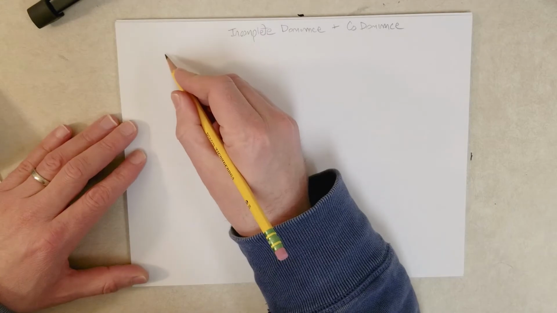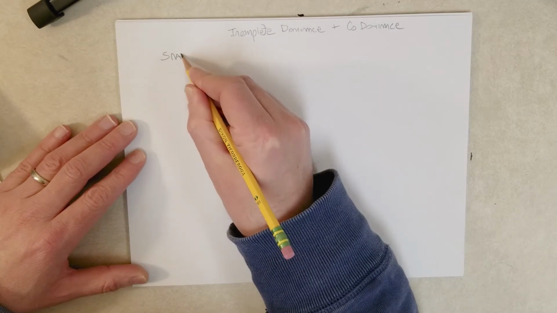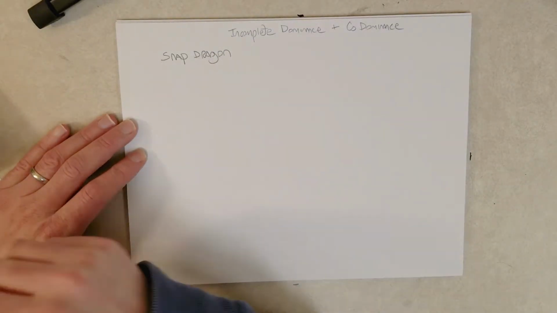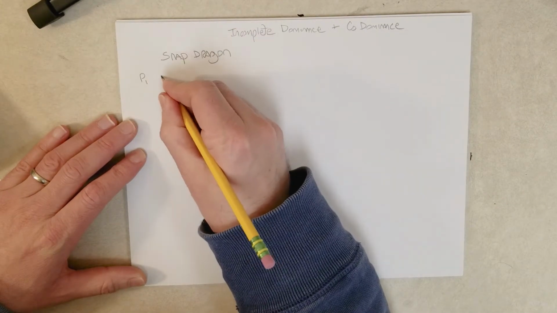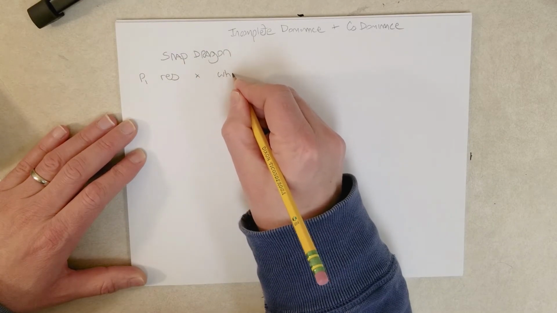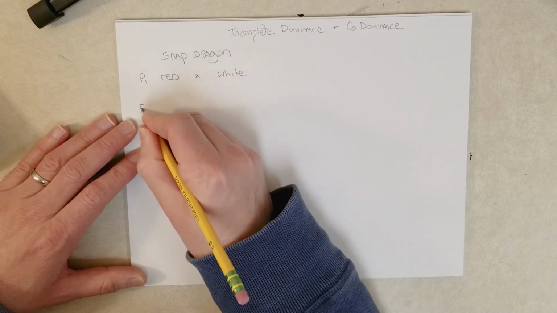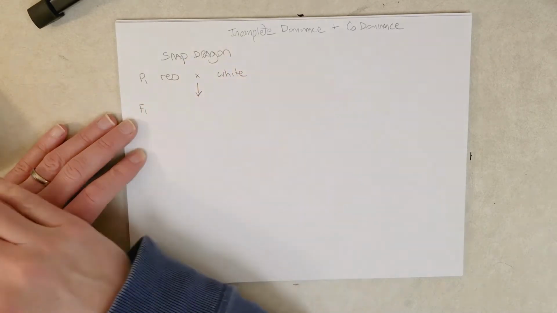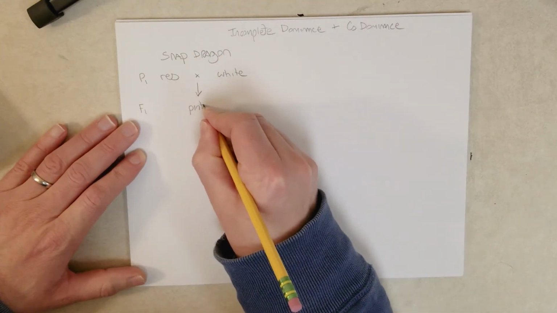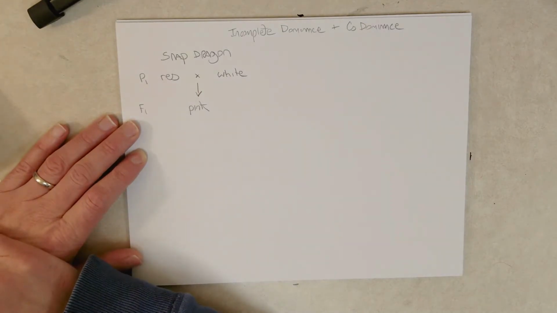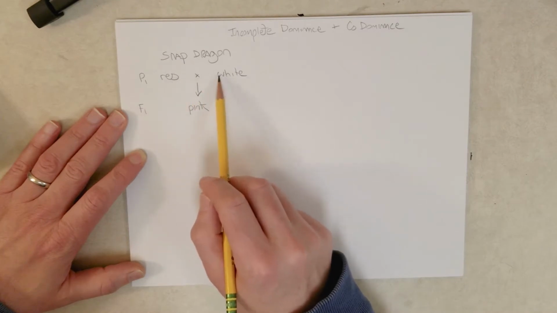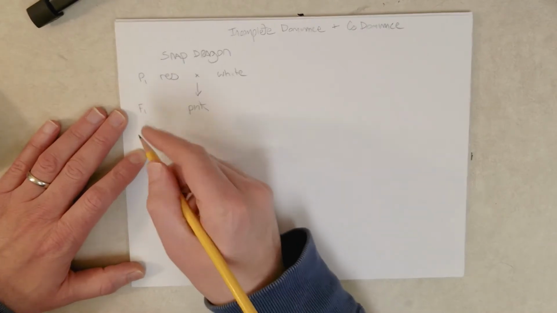So we are going to start with an example from snapdragon plants. If we were to cross red snapdragons with white snapdragons, the F1 generation would be made up of pink snapdragons. Now that's something we haven't seen before, right? Typically, one of the traits disappears in the F1 generation.